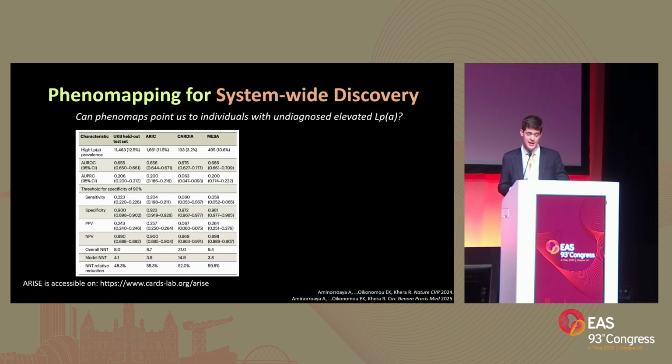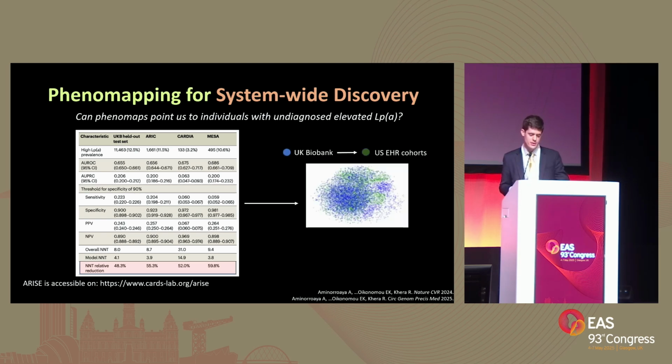What he's shown is that it's realistic and feasible to screen for elevated Lp(a) at scale using phenomapping strategies. In fact, if we use a phenomapping-guided approach, we can reduce the number needed to test to identify a single patient with elevated Lp(a) by up to 60%. And we can map that to our cohorts in the US and across our Yale University health system and see that people who screen positive by this phenomapping strategy have an 87% higher risk of elevated Lp(a).